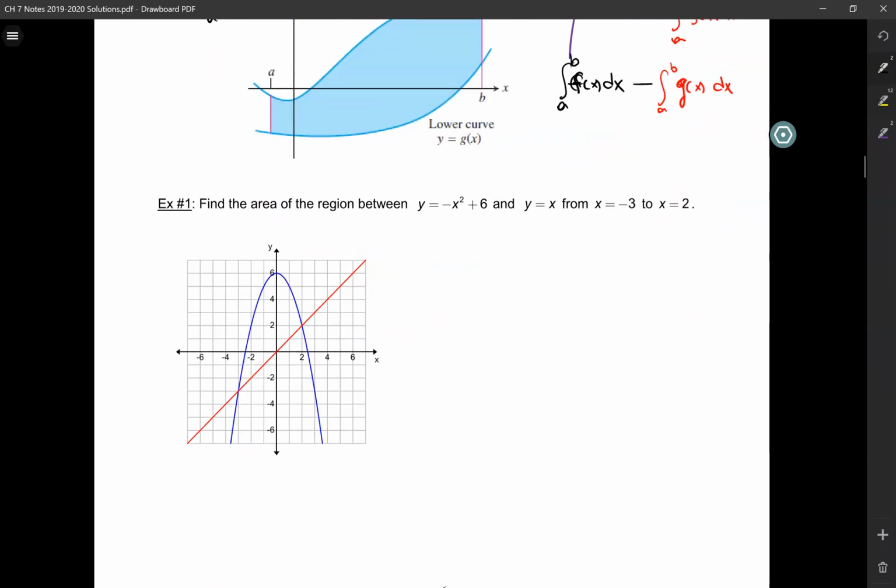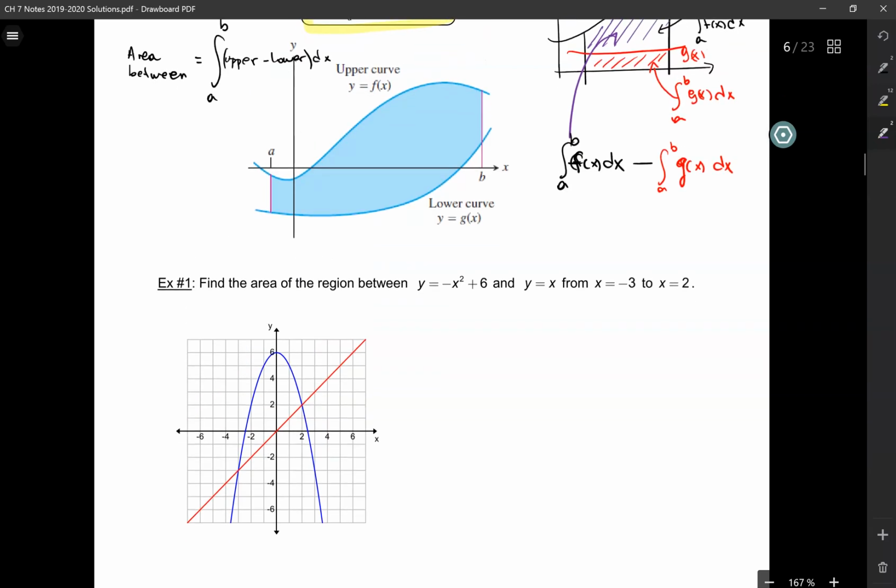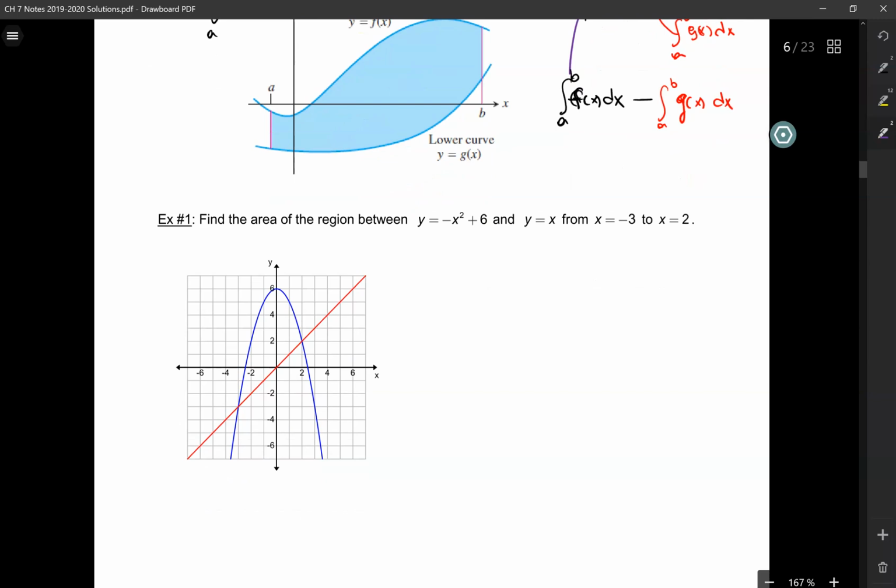All right, so let's do one example here. I have to find the area between y equals negative x squared plus 6 and y equals x from x equals negative 3 to 2. So here, let's see where negative 3 and 2 are. X equals negative 3 is here. That's where these curves first intersect. And then 2 is here. That's where they intersect. So what I need to find is this area in between.